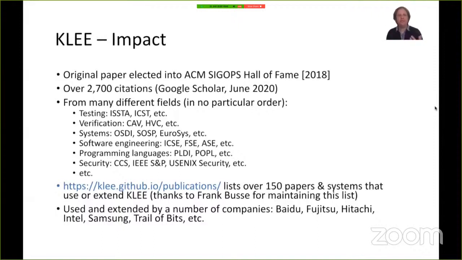We also maintain on the KLEE website, and you can see the URL here, a list of now over 150 papers and systems that use or extend KLEE in many interesting ways. And KLEE has also been used and extended outside of academia by a number of companies, some of which are mentioned on this slide. So now I'm going to pass it to Martin, who's going to tell you about some of the interesting features of KLEE.